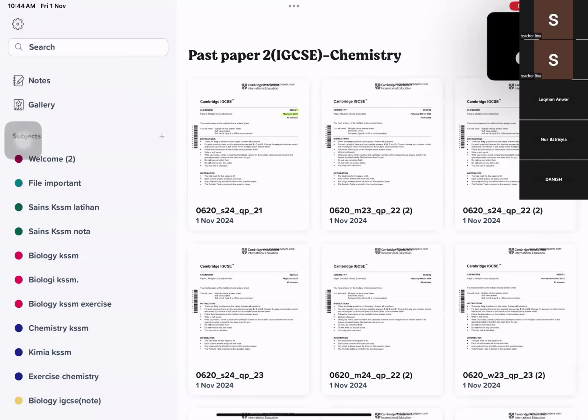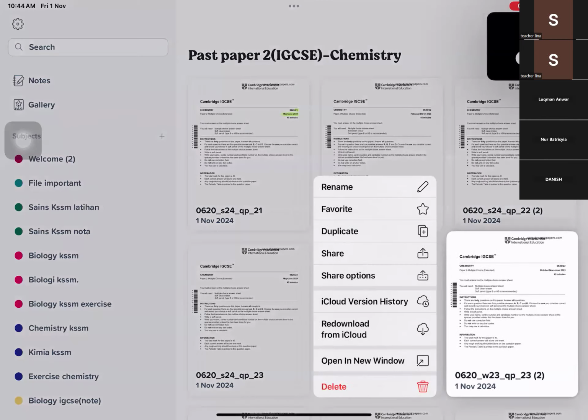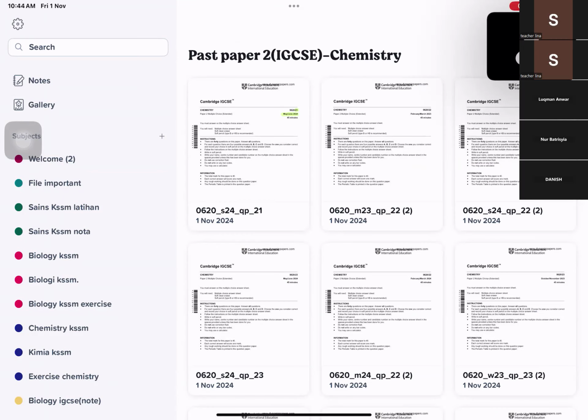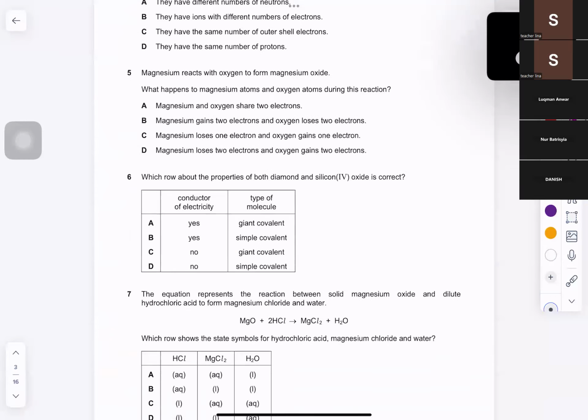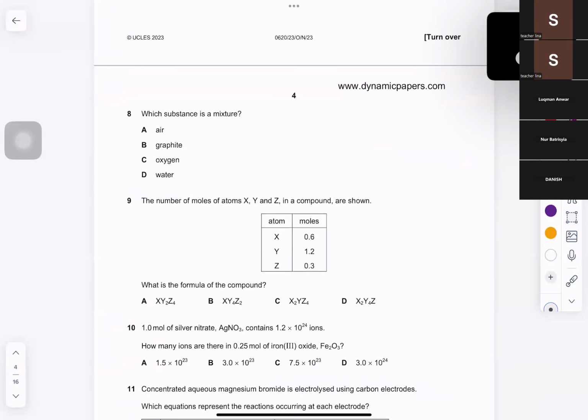Oktober, November, soalan nombor 9. 21, 22, 23. Variant 23. Soalan nombor 9. Selalunya kat calculation.